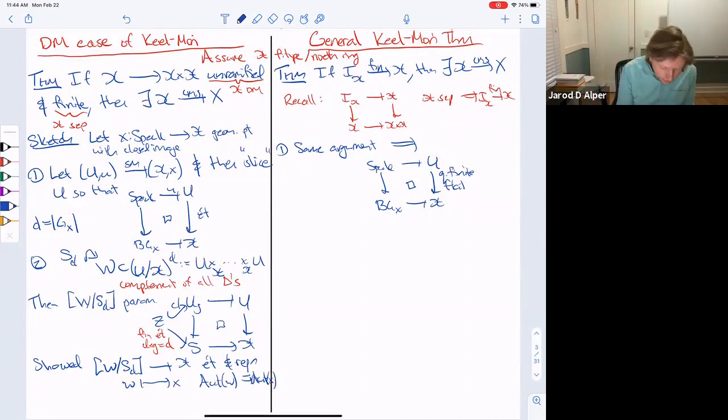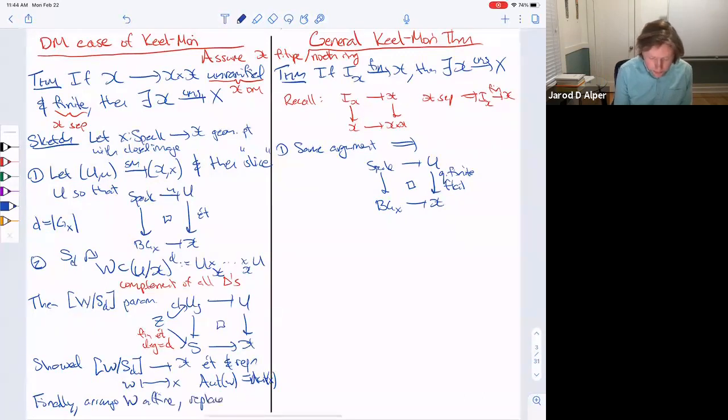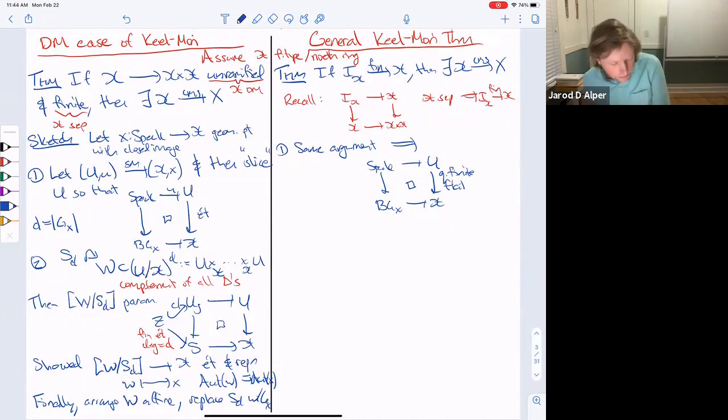Okay, and finally, maybe I'm getting too detailed here. You can arrange by shrinking that W is affine, and if you want, you can replace S_d with the stabilizer. All right, and that was the argument giving us a local quotient presentation for Deligne-Mumford stacks, and to handle the general theorem, you need a different argument.